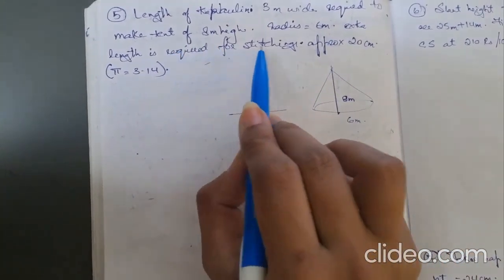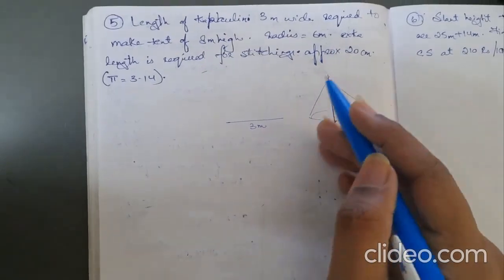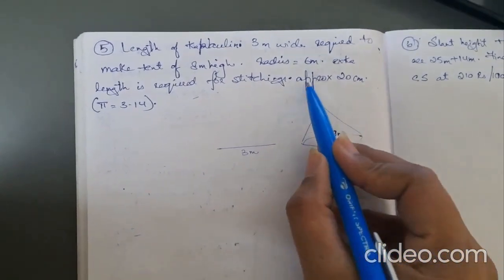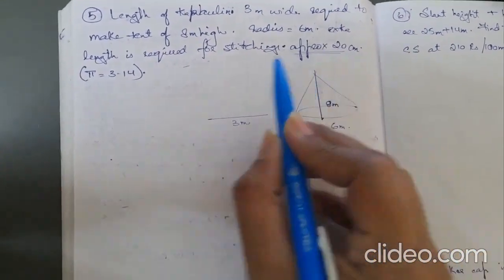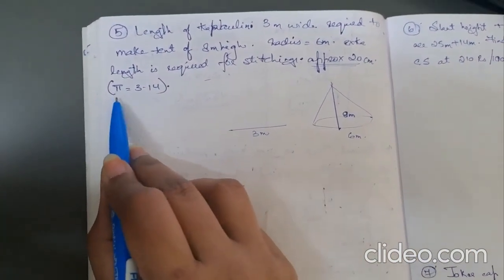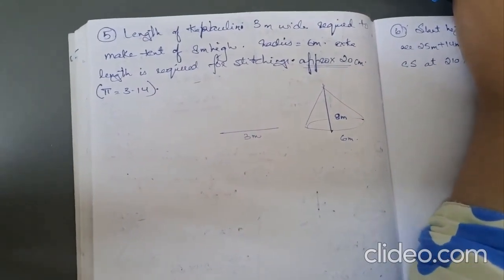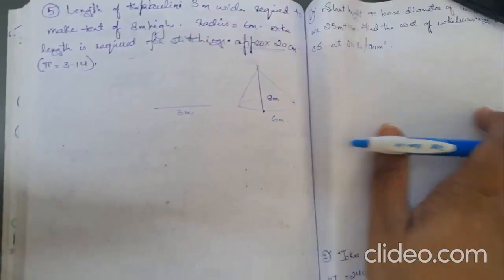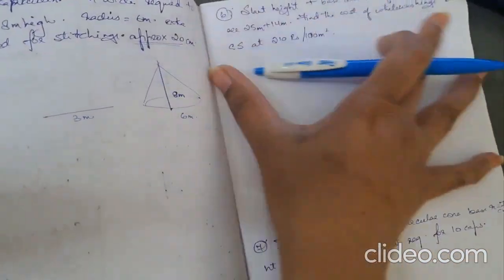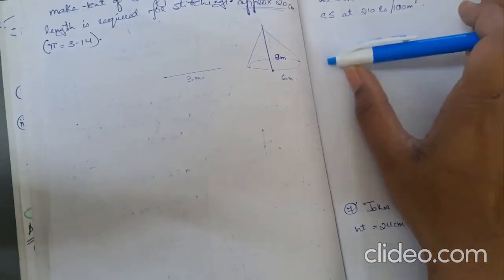Extra length is required for stitching and for the flooring and everything, which is approximately 20 centimeters. And here they have specifically told us to use pi as 3.14. So when they have given the pi value, what is the best method to simplify this? Because I do not know what I am actually supposed to find here.